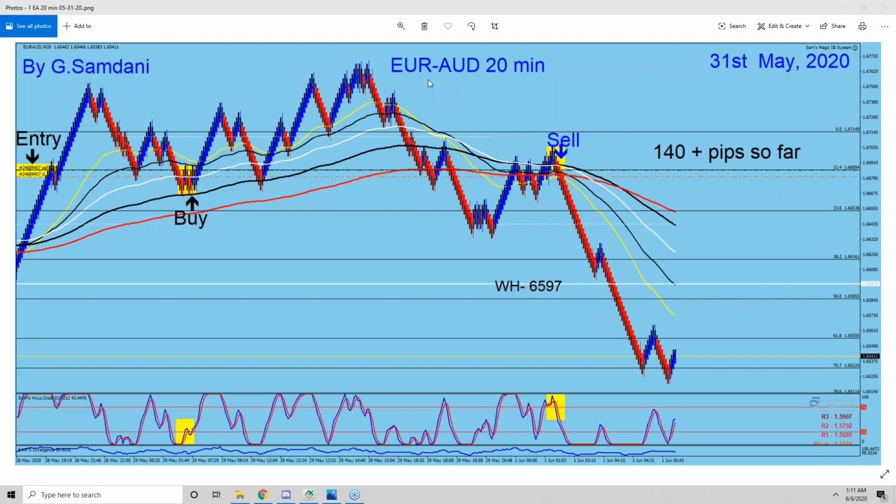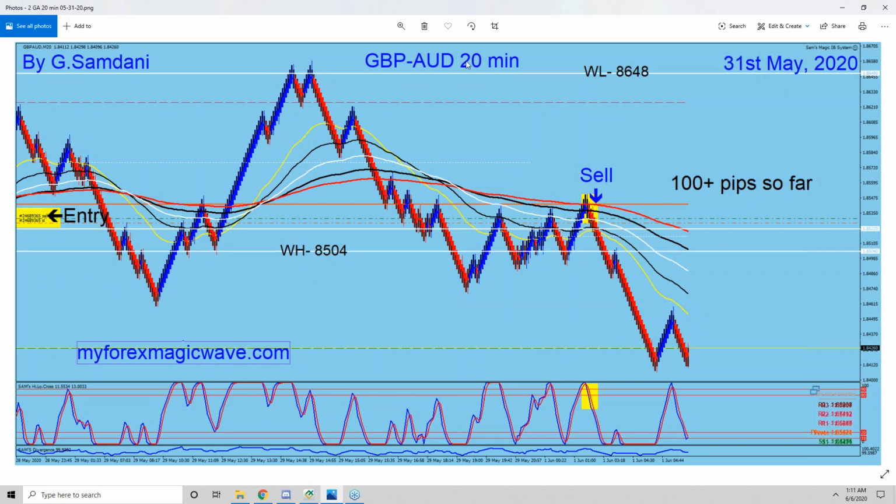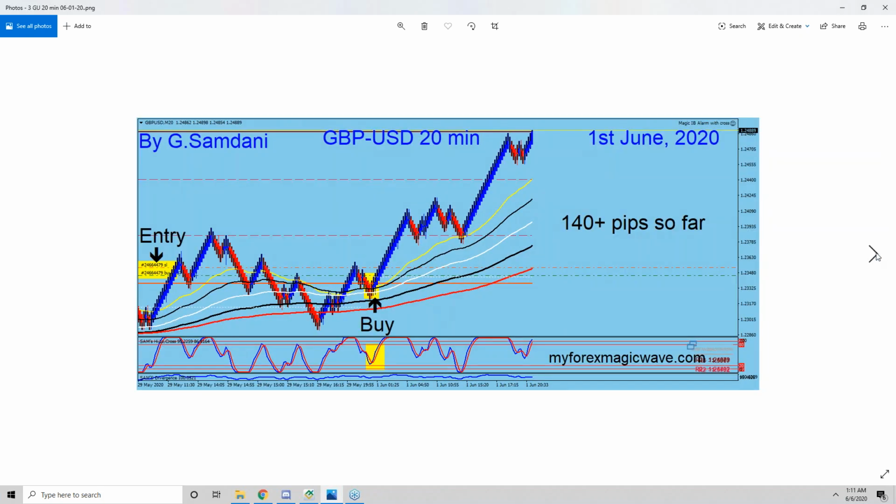So let's begin. This is Euro Aussie from the 20-minute chart. Most of my trades, you'll see 90% are from the 20-minute chart. This is a short for 140 pips on the 31st, and this is on the 31st, pound Aussie. Same story for 100 pips here. These pairs are big movers, and I only trade the big movers. The other pairs are not moving much. The daily range is very small, so I don't bother with them.